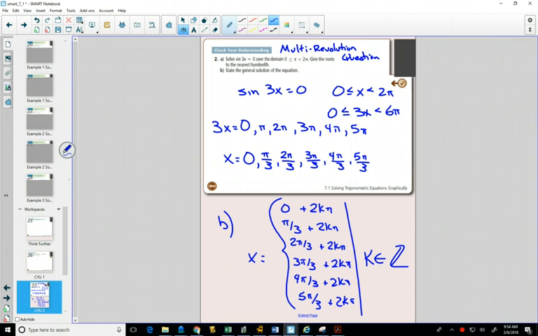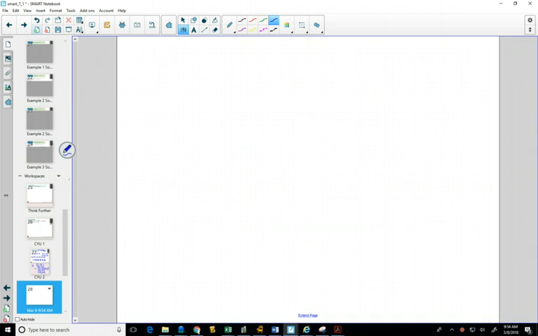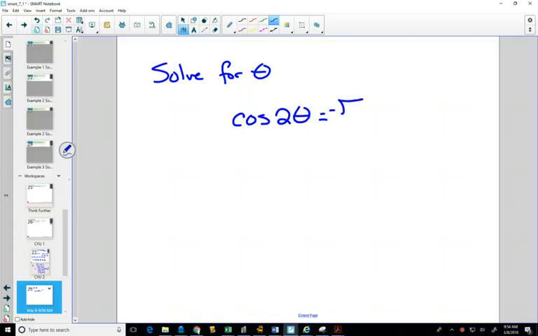I know that 2a said solve to the nearest hundredth, but because we could find exact answers for this, we'll leave our answers that way. So I'm going to just do one more example. Solve for theta. We're going to solve for theta for cos 2 theta equals negative root 3 over 2, just to give us one more chance to see this.